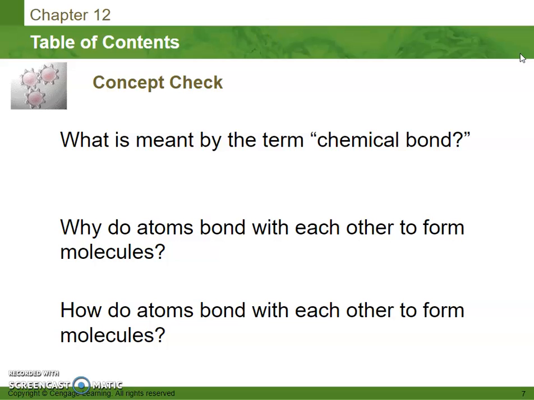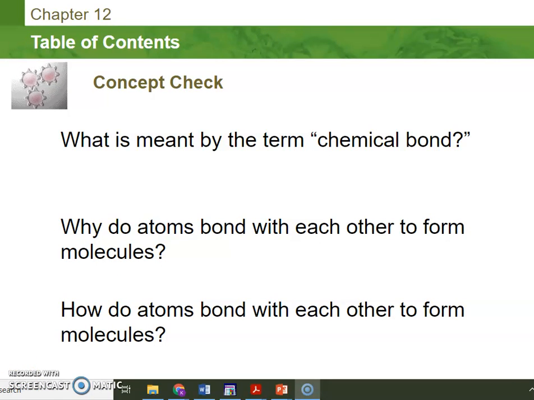So what is meant by the term chemical bond? Remember that a chemical bond is very difficult to define, but in general it can be described as forces that hold atoms together and make them act like one functional unit.